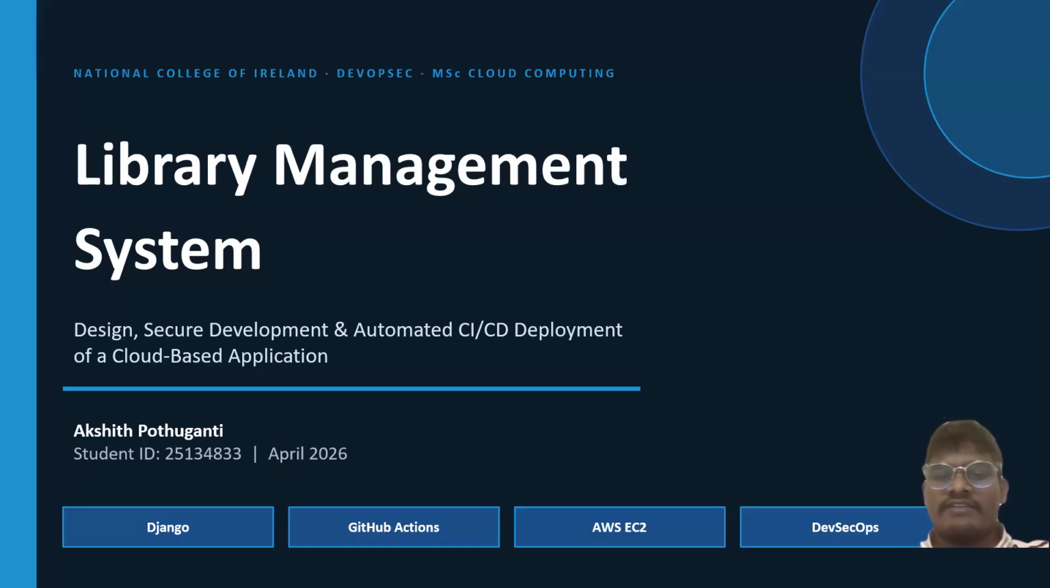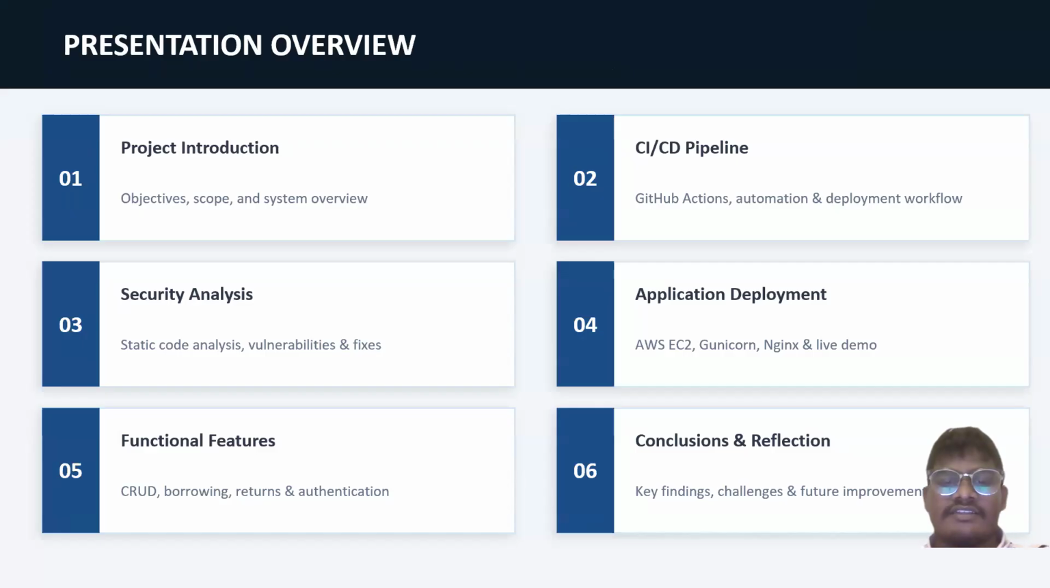My project is a cloud-based library management system built with Django and deployed on AWS EC2. In this video, I will walk you through the live application, the full CRUD operations, the CI/CD pipeline with Flake8 and Bandit security tools, and the key security findings and fixes.